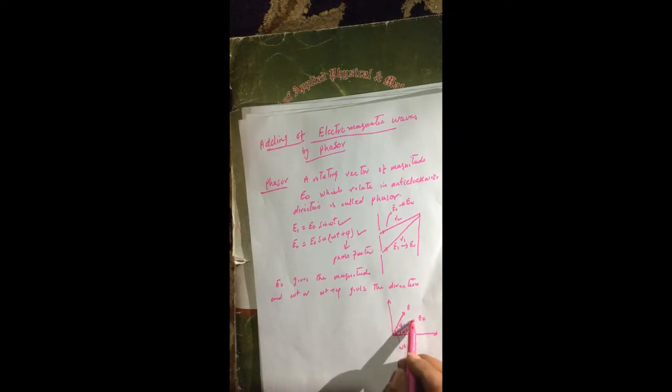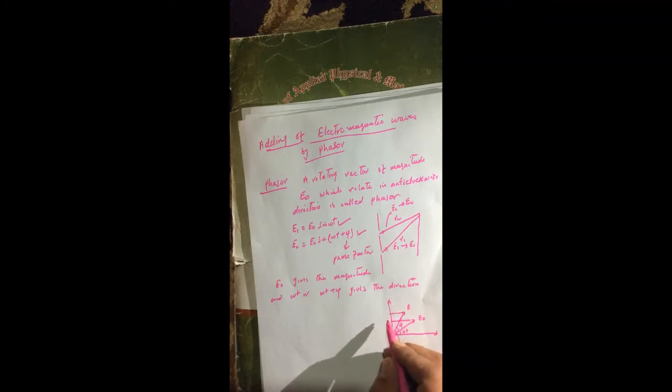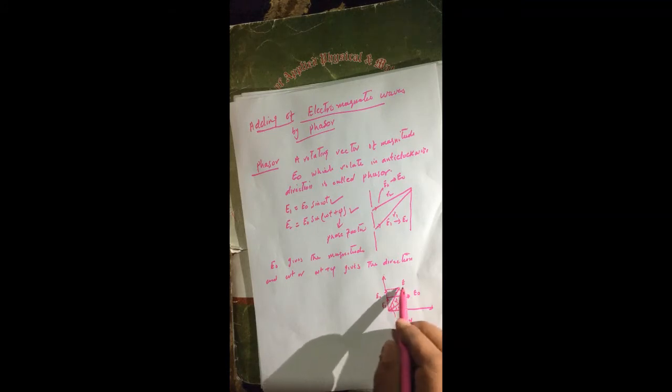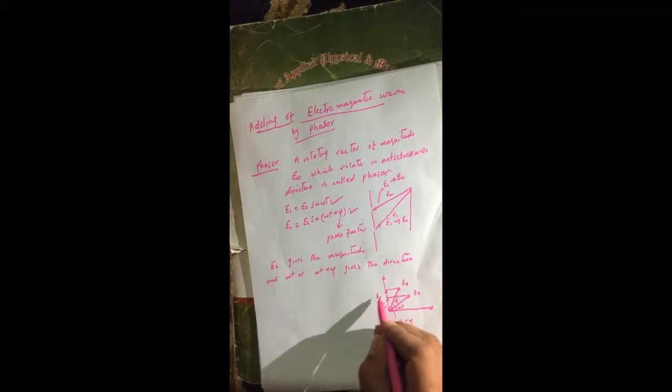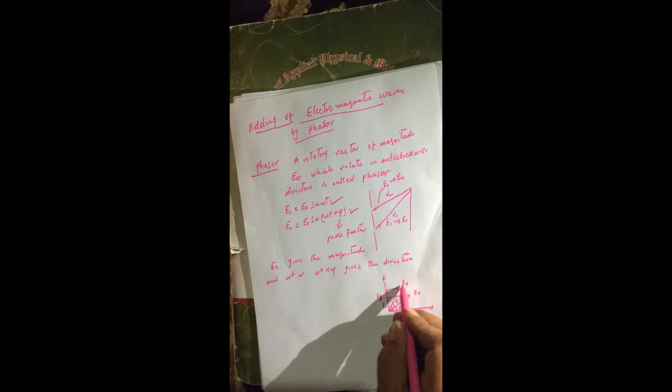Now, if we take the projection of this vector on this axis, this is E1. If I take the projection of this vector on this axis, then this is E2. So E1 is the projection of this vector with magnitude E naught on this axis, and E2 is the projection of this vector with magnitude E naught on this axis.